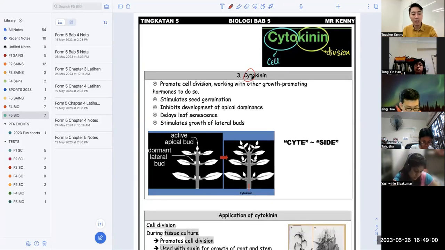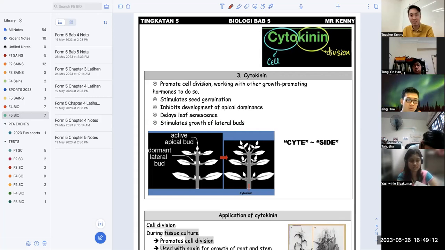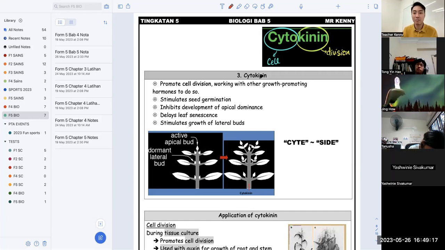The word cyto comes from the word cyte, which means cell. Kinin, kinetic, kinin usually means division. Okay, kinesis: cytokinesis, cytoplasm divides; karyokinesis, nucleus divides. So kinesis means to divide. So cell division, very easy from this. So what do you think it does? Cell division, exactly what the name is. Promotes cell division.